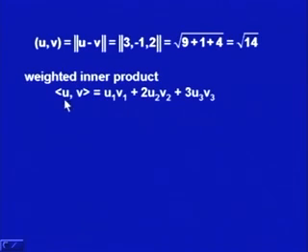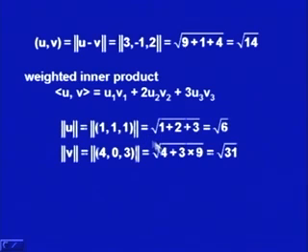If we consider the weighted inner product defined as this, then the norm of u is 1 plus 2 plus 3, and this comes out to be square root of 6. For the second vector, it is 16 plus 3 times u3 squared, where u3 squared is 9. So, it is 16 plus 3 into 9, which comes out to be square root of 43. So, the norm of v on the weighted inner product comes out to be square root of 43.